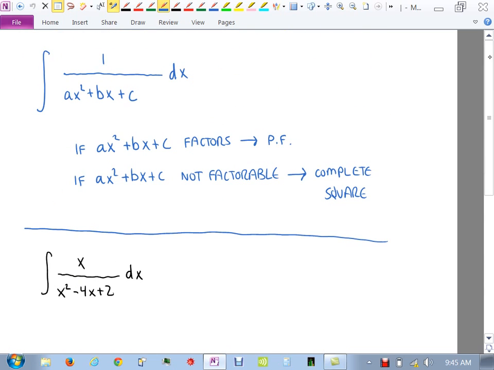The question, one of the big questions for the day was, okay, well, how do we handle something like this? If we have a constant on top and we have a quadratic on the bottom, and this quadratic is something that we can or cannot factor, how do we deal with this? So if it's something that factors, we use partial fractions. If it's something that doesn't, we complete the square. So, you know, again, sorry, I kind of misstated that. That's kind of what we already knew coming into class today. We know that we can handle constants over quadratics.